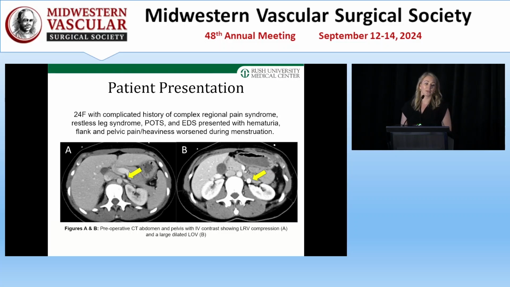So our patient was a 24-year-old female. She has a complex medical history, including what I've listed above, and including Ehlers-Danlos. She presented with left flank pain, hematuria, as well as pelvic heaviness and pain that worsened with her menstruation. We did a CT scan. You can see there's some compression of the left renal vein, as well as a dilated large ovarian vein up to 10 millimeters.